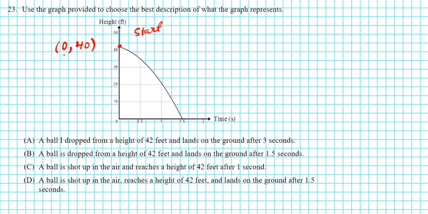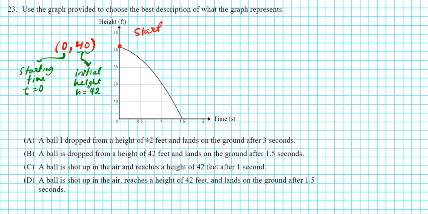So the 0 represents the starting time, which is 0 seconds. What does this 40 here represent? The 40 represents the initial height. This is the height that the ball was dropped from. Okay, so initially it was around 40. If you look at, we have 42s here, so we can use that to help us out. So it was around 42 feet from the ground initially at the start.